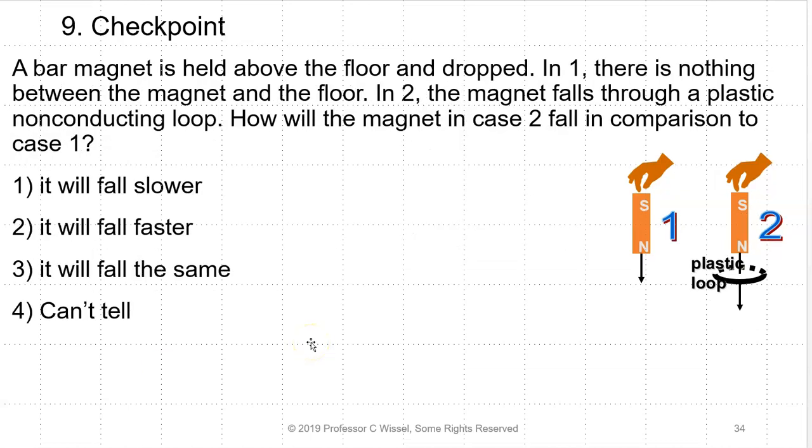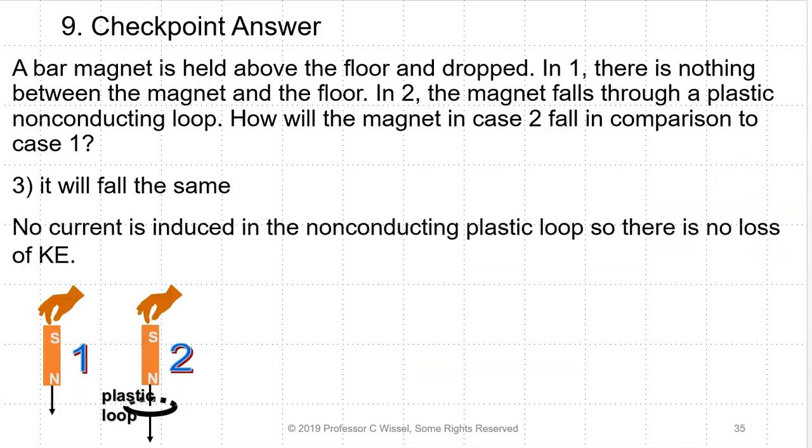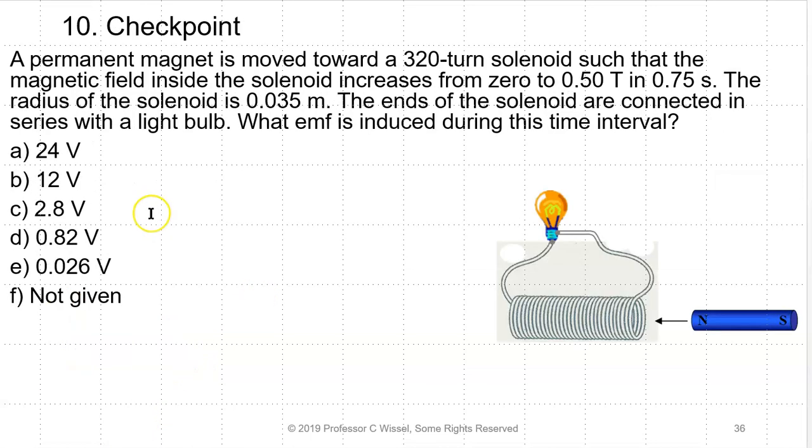A bar magnet is held above the floor and dropped. In case 1, there's nothing between the magnet and the floor. In case 2, the magnet falls through a plastic non-conducting loop. How will the magnet fall in case 2 in comparison to case 1? It'll be exactly the same. No current is induced in the non-conducting plastic loop, so there's no loss of kinetic energy. No heating.